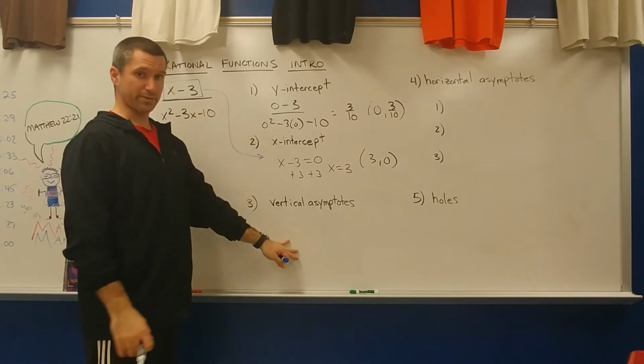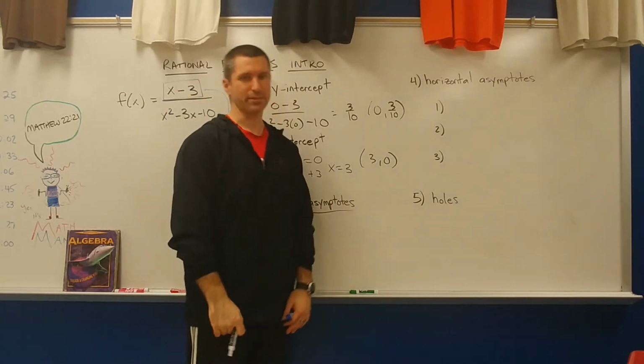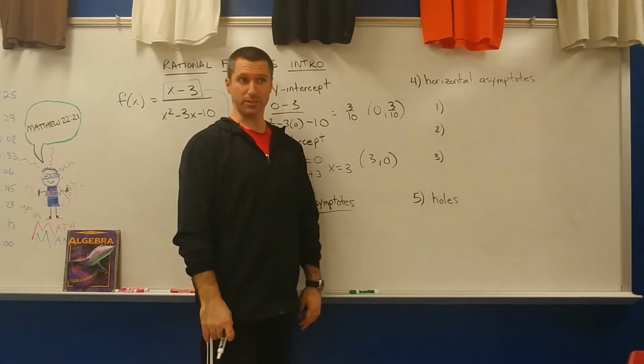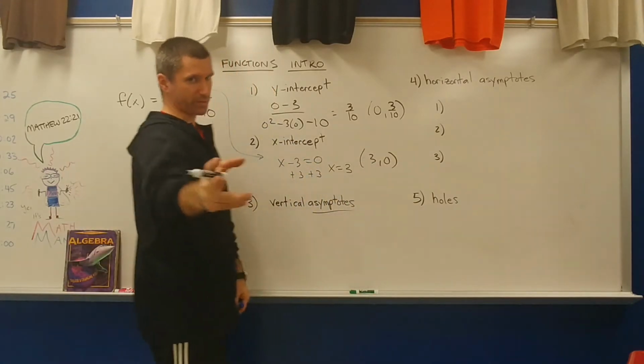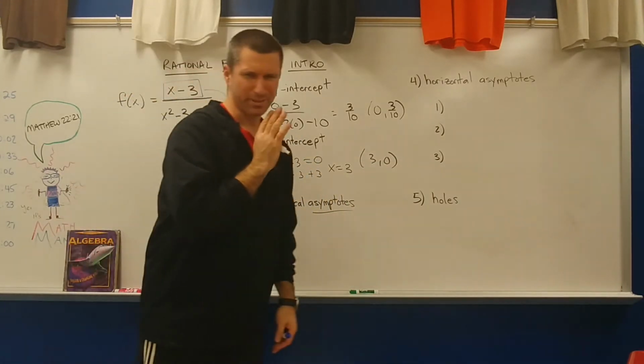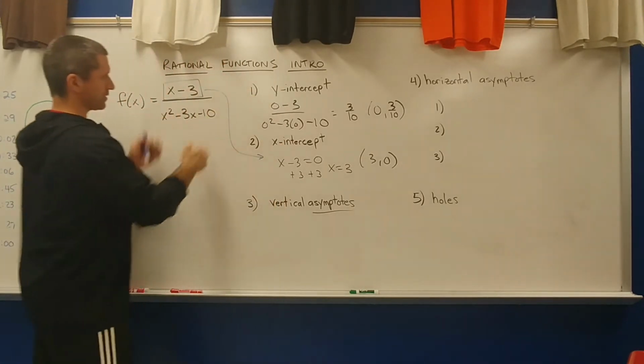Now let's go to vertical asymptotes. Now that word asymptote sounds like a bad word, doesn't it? It's not. It's just an invisible line that the function is approaching, okay? But never going to touch. Though that's not true. Sometimes they do touch. How do you find where the vertical asymptote is for this particular function?